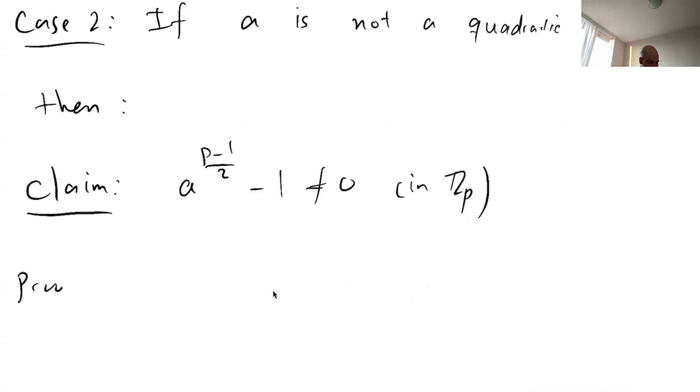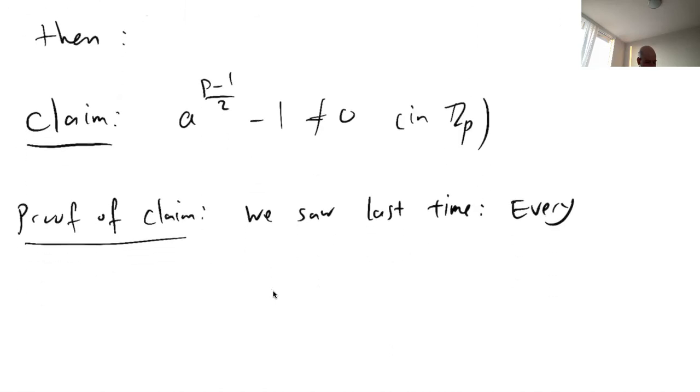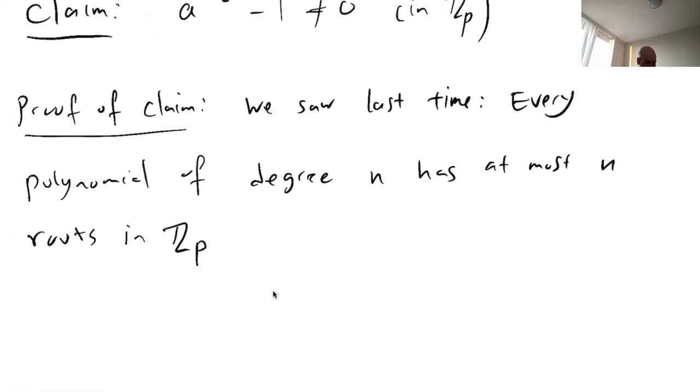So proof of claim. We saw last time that every polynomial of degree n has at most n roots in ZP. I think we called it the Lagrange theorem, right?